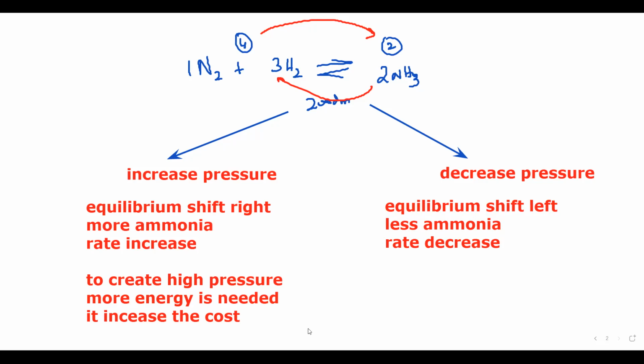Is it clear how the yield and the rates are affected by changing the temperature and changing the pressure for the reversible reaction for the manufacture of ammonia by the Haber process?